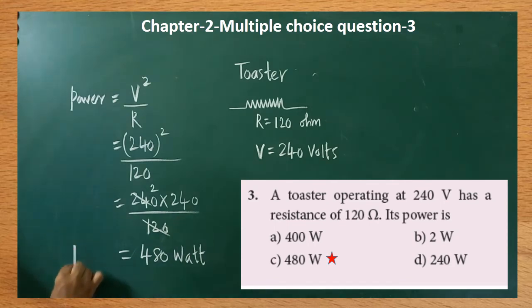Power is calculated in the unit called watt. So the power consumed by the toaster is how much? 480 watt. The same 480 watt is written on the toaster also. So the correct option is 480 watt, that is option C. Okay.